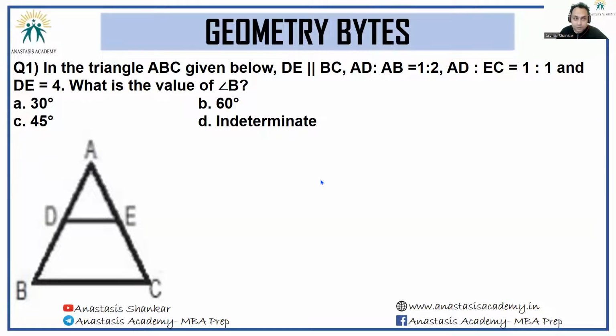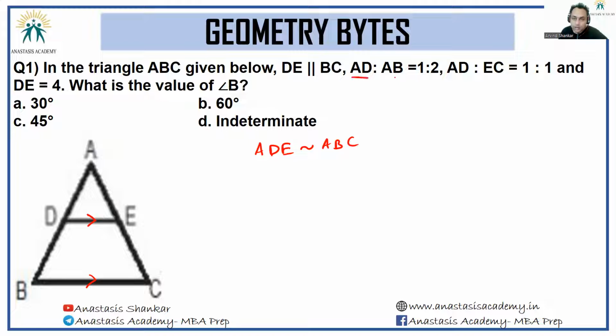Let's look at the solution of geometry bites. In the triangle ABC given below, DE is parallel to BC. If DE is parallel to BC, instantly you should be arriving at the conclusion ADE is similar to ABC.